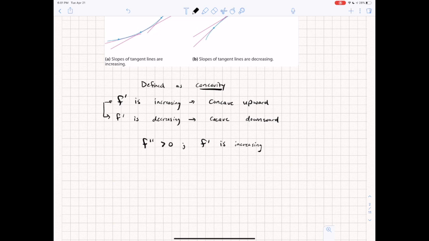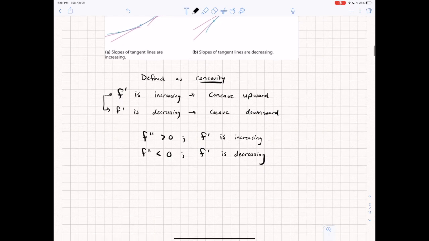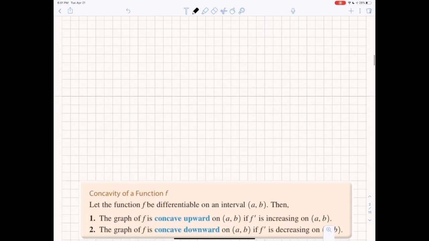It means that the slopes of f prime are going up. Versus if my second derivative is negative, then that is implying that f prime is decreasing, and that my slopes for my tangent lines are going down. They're starting to flatten out. And so we have this definition now as concavity, and this definition is actually written out here.